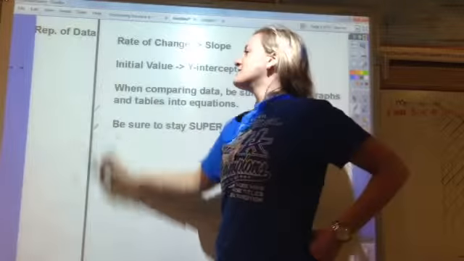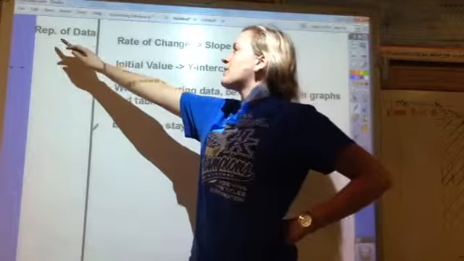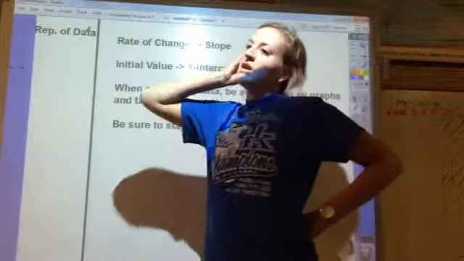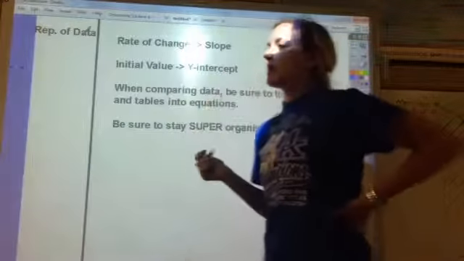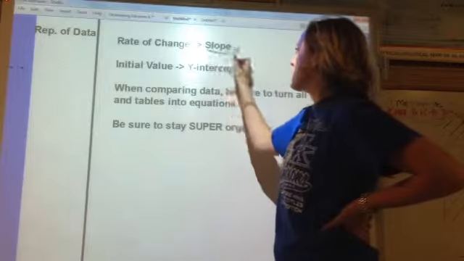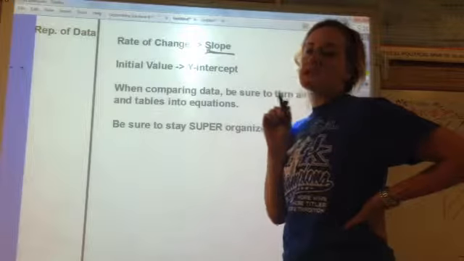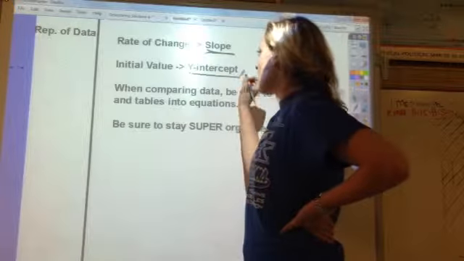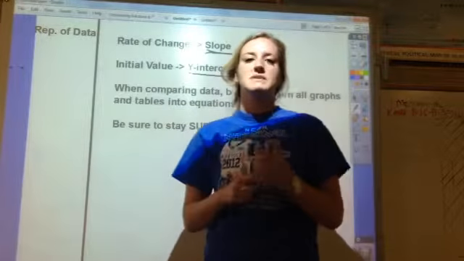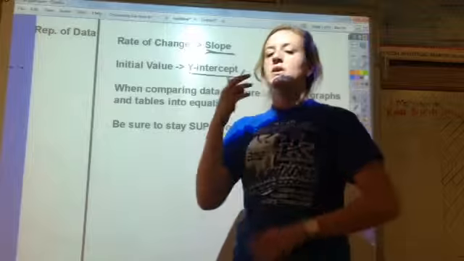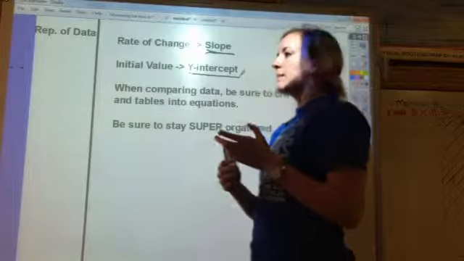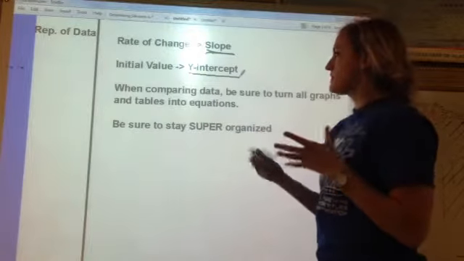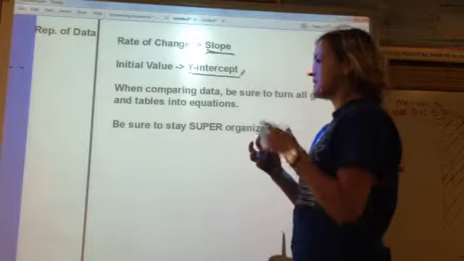On your notes page, go ahead and draw your line. In the top left-hand corner, write representation of data. Let's remind ourselves quickly: when we talk about rate of change, we're talking about slope. Write that in your notes page, please. And when you say initial value, of course we mean y-intercept. You might see it represented as initial cost or initial speed or some form of initial, meaning just like the first thing that you do.